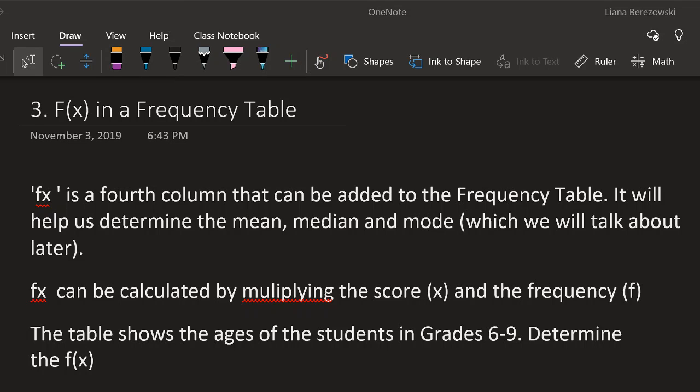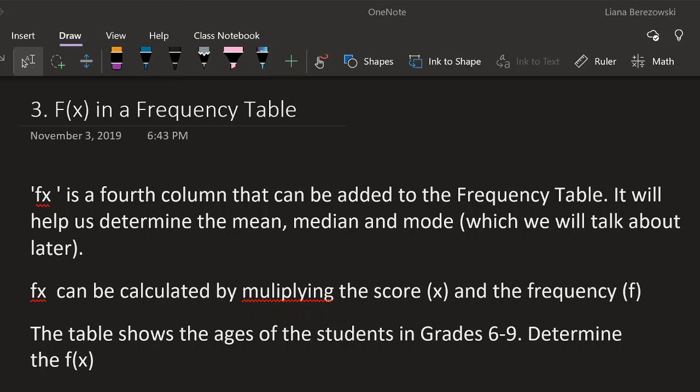So mean, median, and mode. If you guys were here last Friday, you'll remember those three things from the video that we watched. And they're going to be a really important part of this unit that we're going to talk about a little bit later on. And so f of x is just something that's going to help us when we're interpreting the data with those three methods.